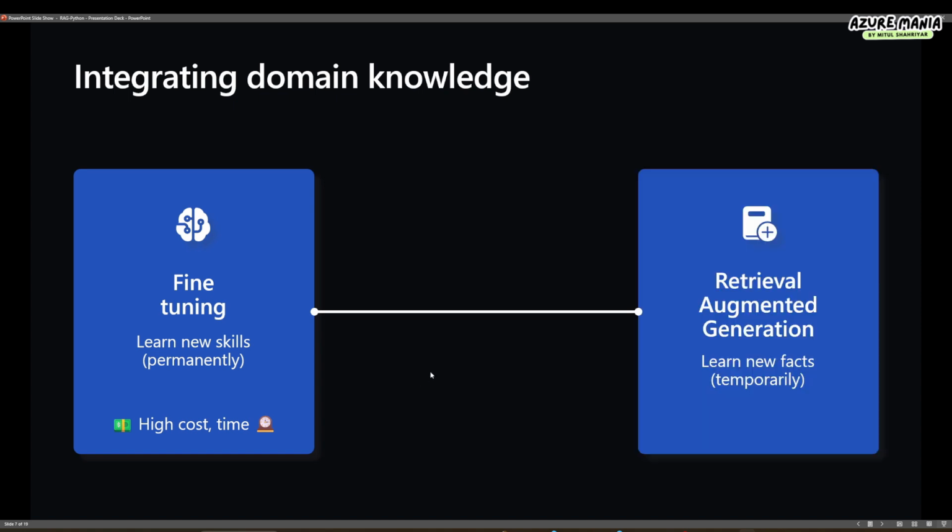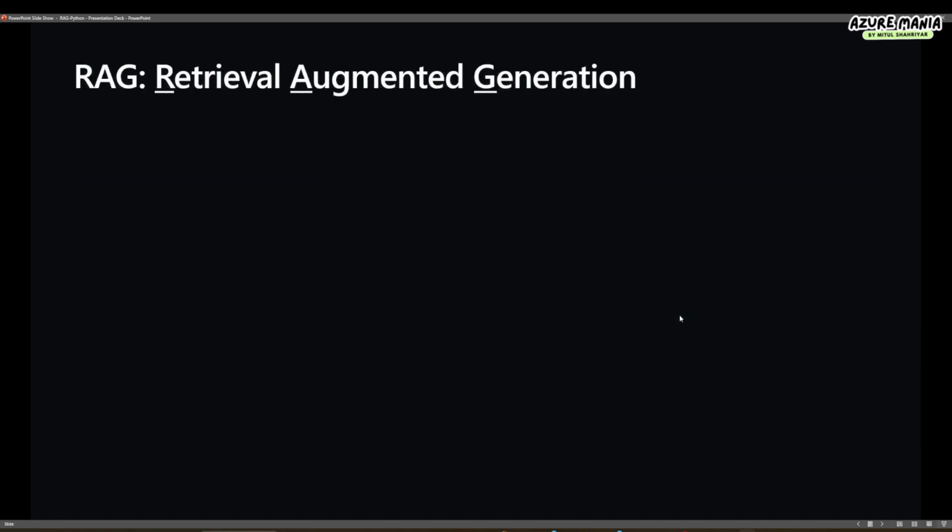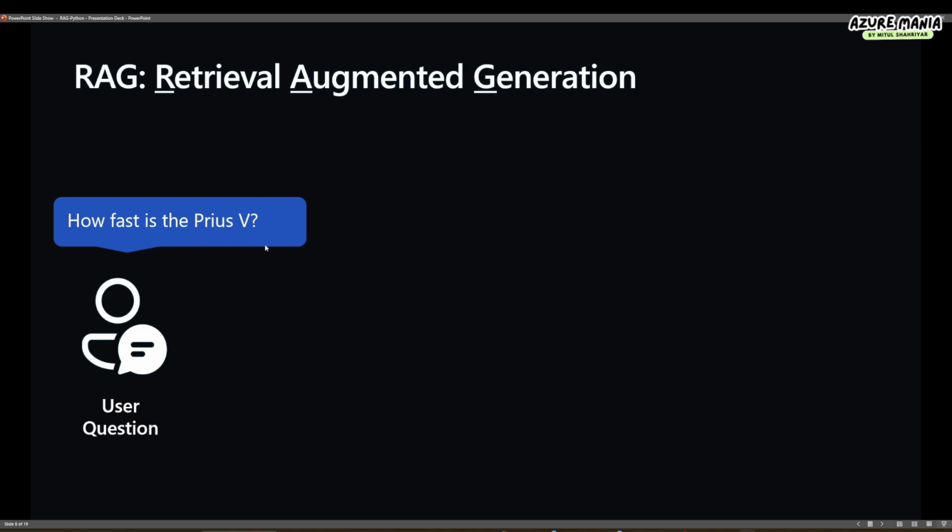And there is another option which is called RAG, which we were talking about, which is retrieval augmented generation. So it basically learns a few temporary facts, and depending on that, it can answer. Let's talk about what this RAG is. For example, if you ask one of the models how fast the Pyrus 5 is, you just ask that.